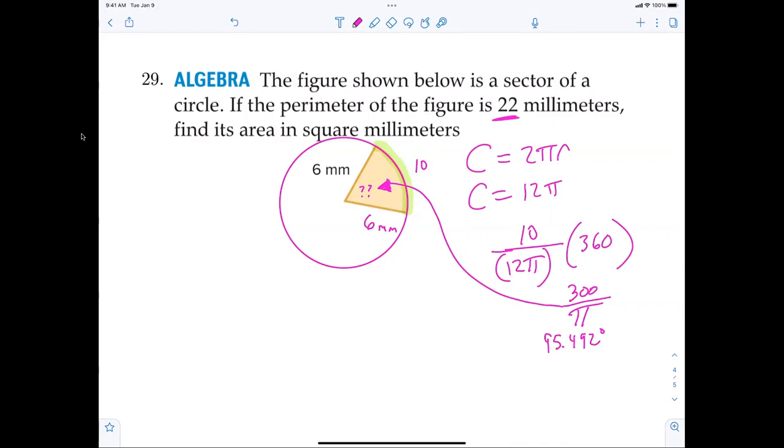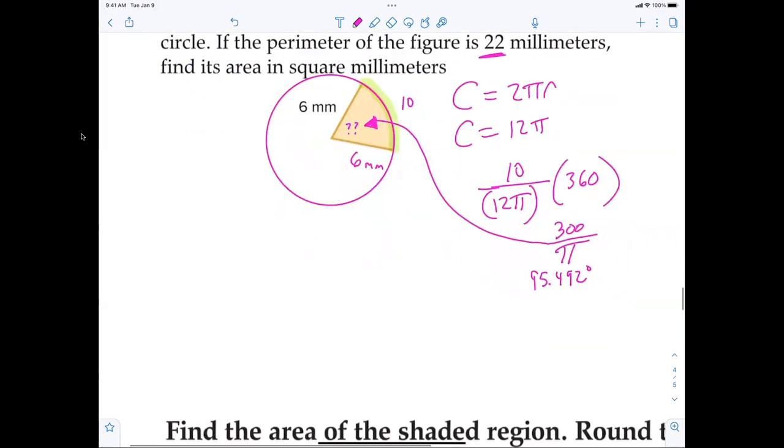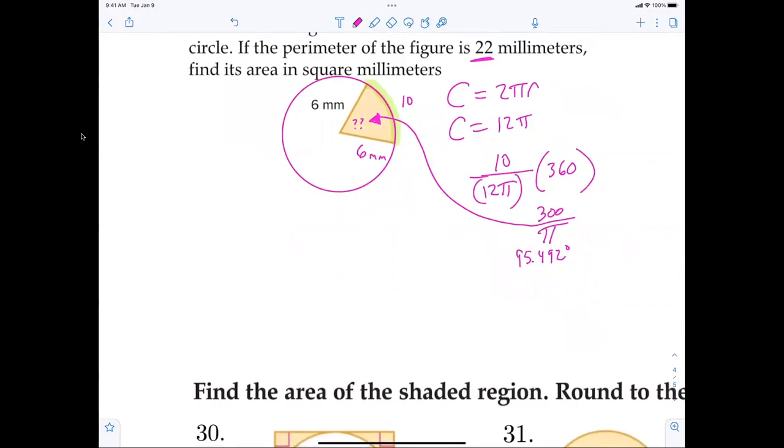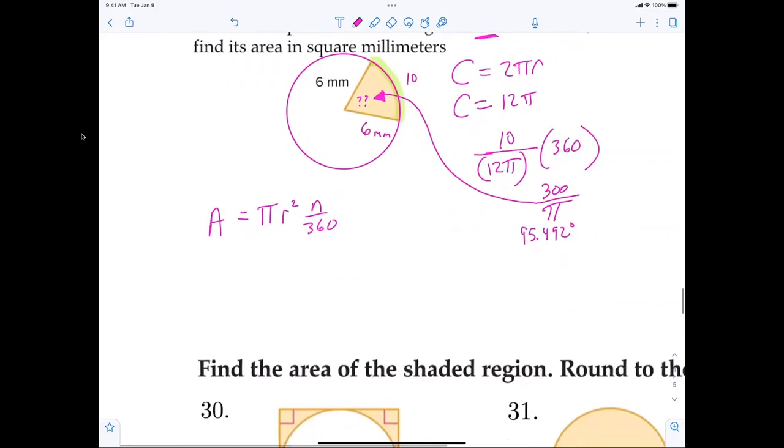All right, so now if I wanted to find the area of that sector, it would be what? Pi r squared times n over 360. What's the radius again? So pi times 6 squared times the answer that's on our calculator divided by 360. That was really hard, actually. That's the area of that sector.